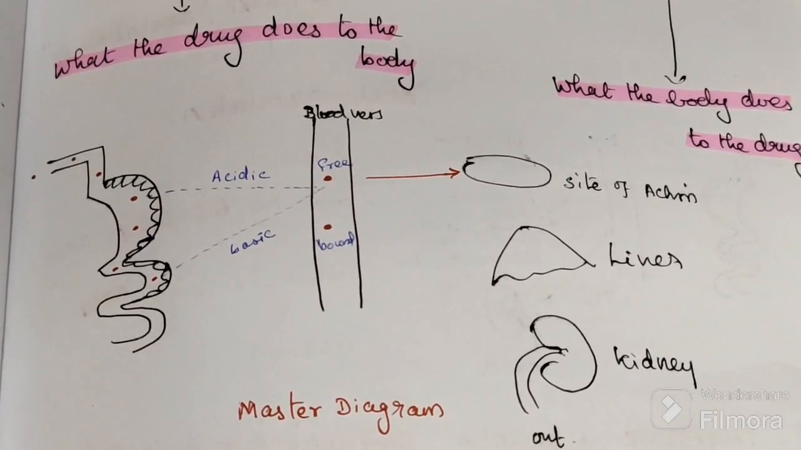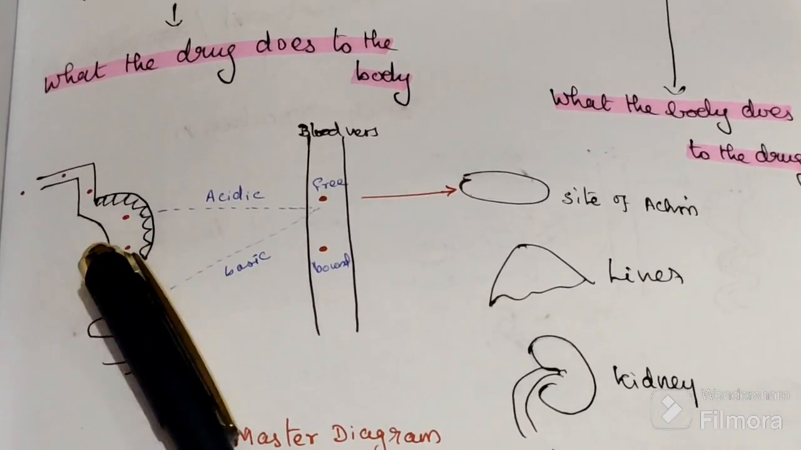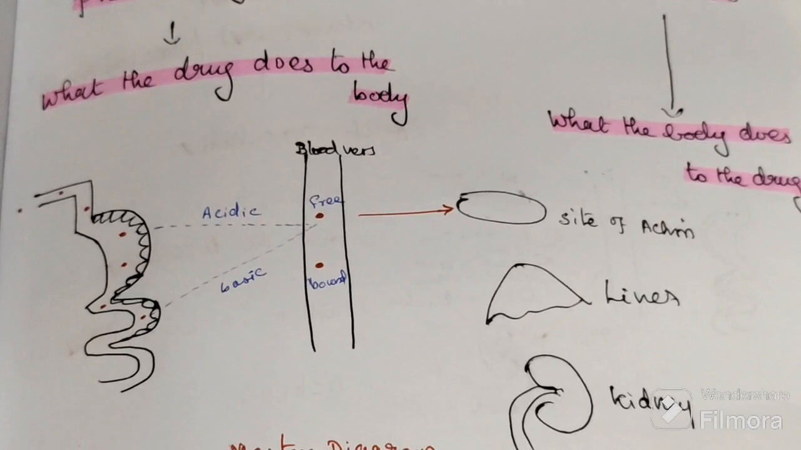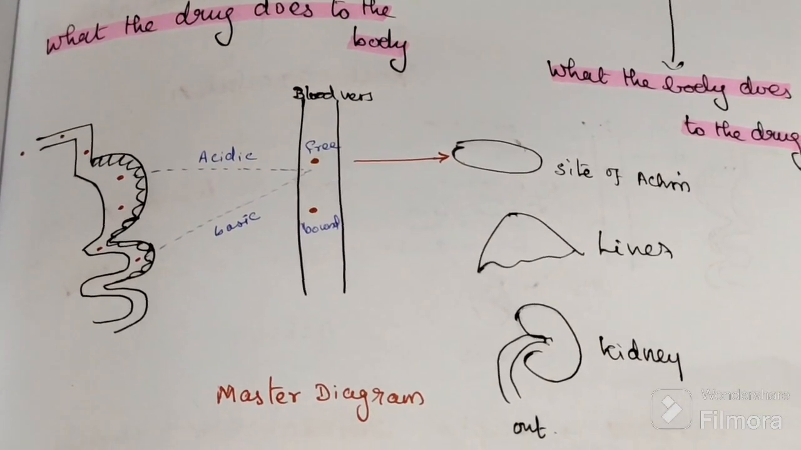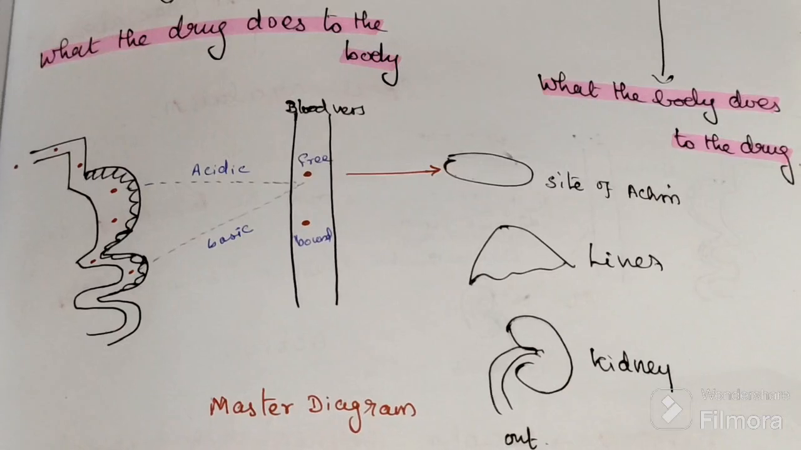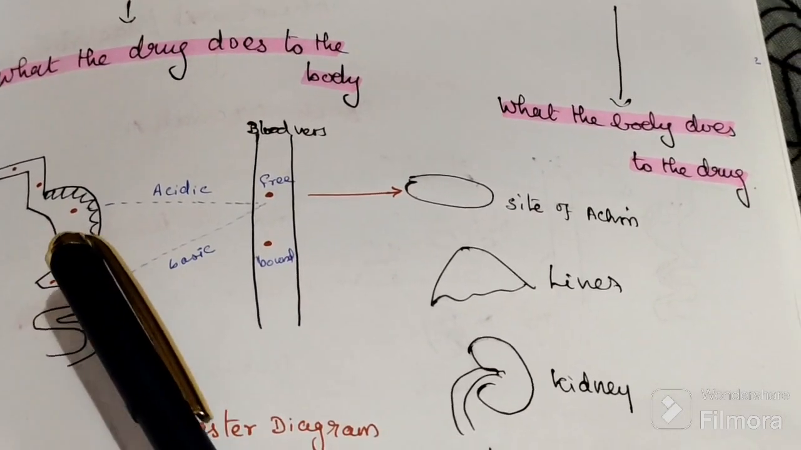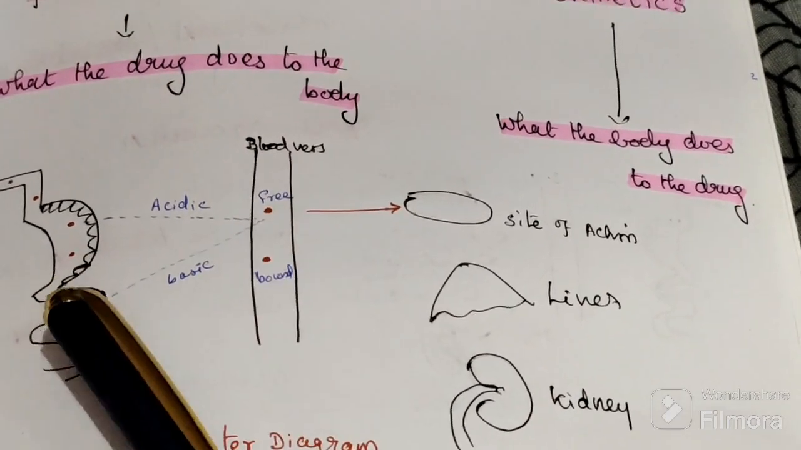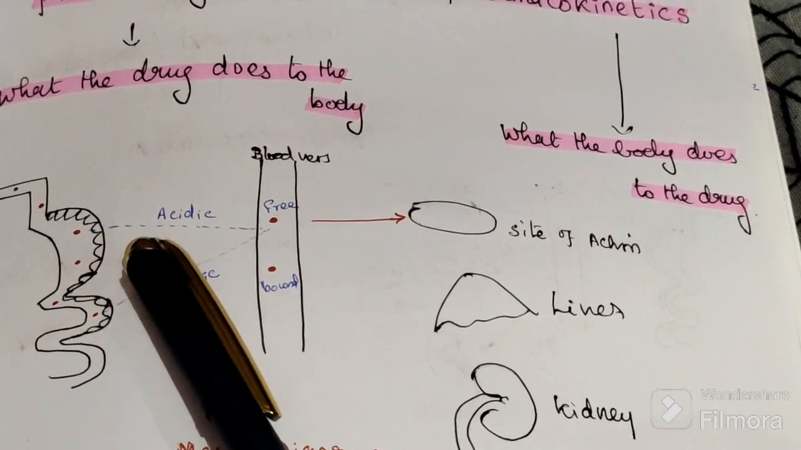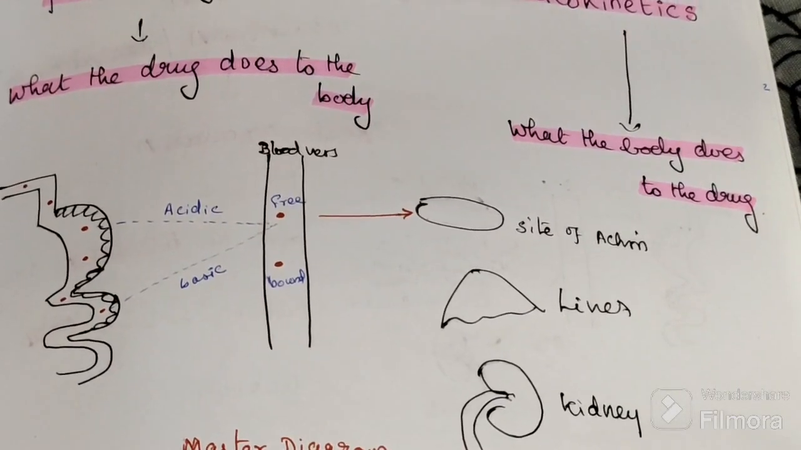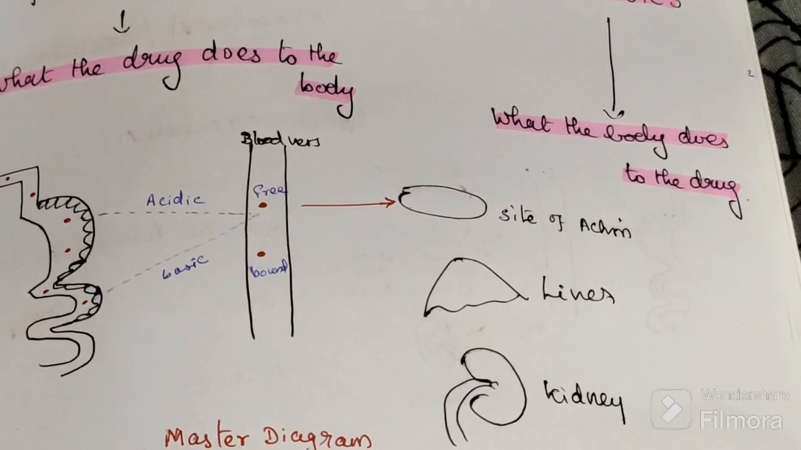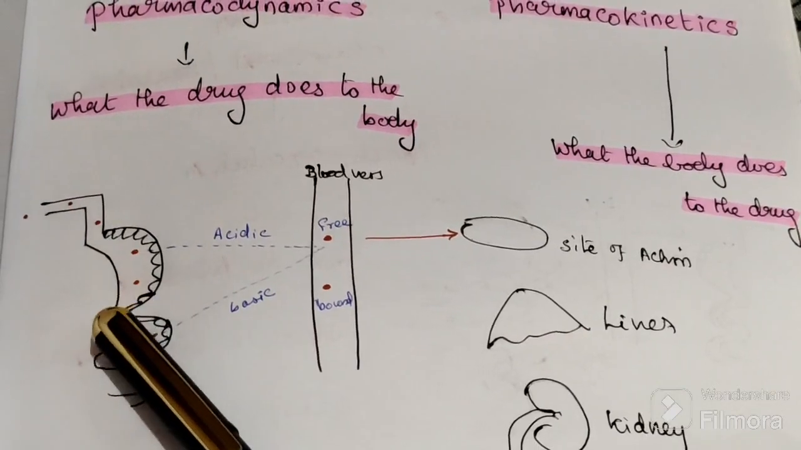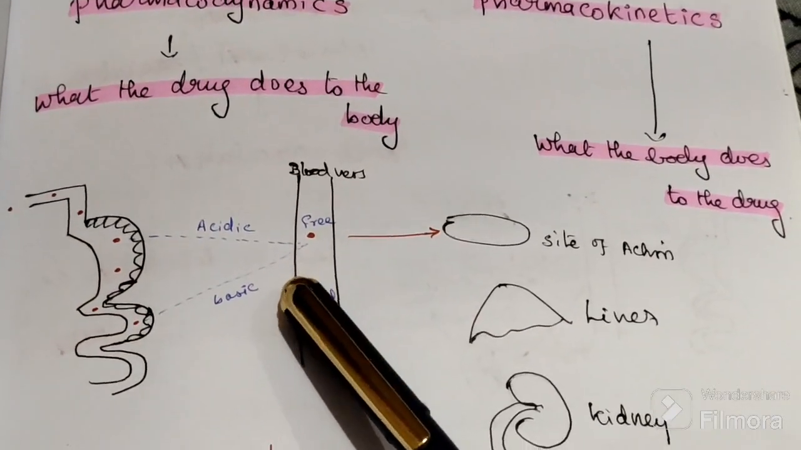After absorption, the drug reaches the blood. So through the acidic medium and the basic medium, drugs are absorbed into the blood vessels. This process is called absorption. It is the movement of the drug from the site of administration to the circulation.